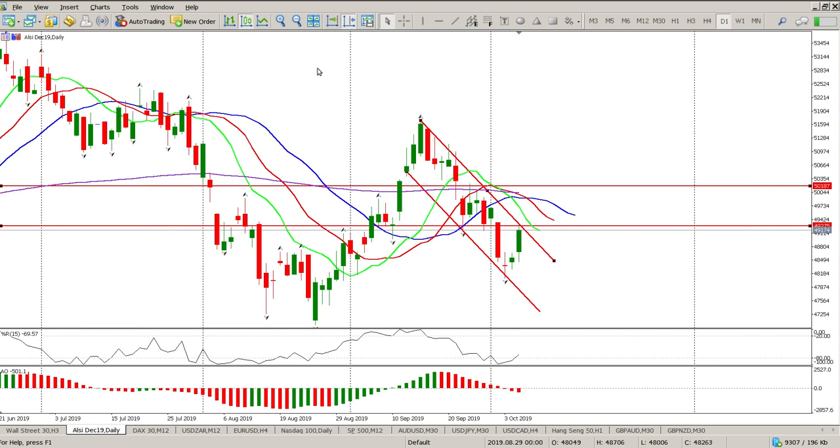Okay, anyway, guys, that's my view for today. Long it is. Watch those fractals to the downside to indicate that we are wrong.